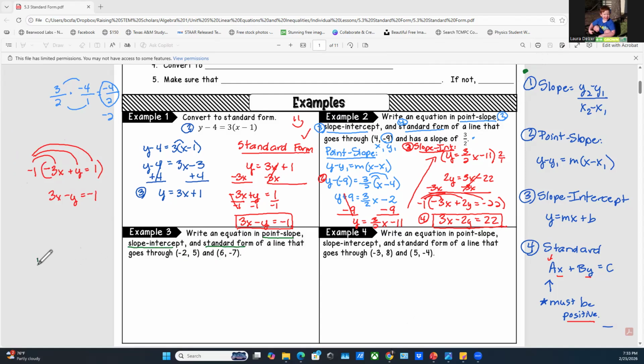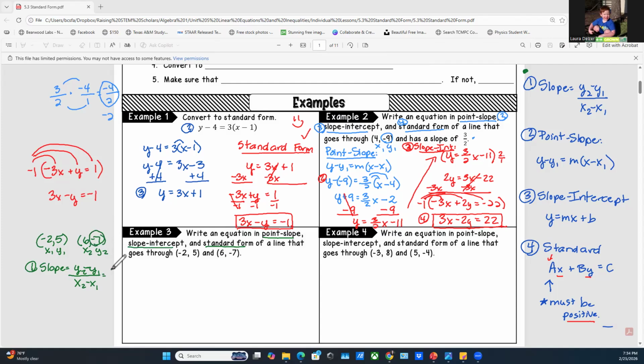Let's see. So equation 1, I've got to find my slope. When I do -2, that's like -2, 5. Those are my points, 6, -7. This is my x1, my y1, my x2, and my y2. Let me erase this so I can write down a little bit more. Okay. So remember, my equation is y2 minus y1, that's a negative, over x2 minus x1.